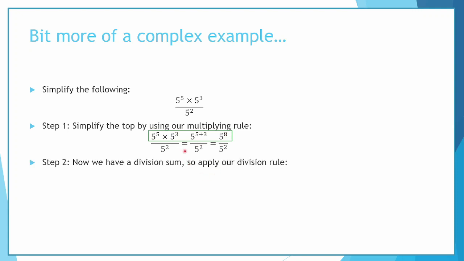Now we're left with the division. So we've got 5 to the power of 8 over 5 to the power of 2. So now we can use our division rule, which means we subtract the powers. So 5 to the power of 8 divided by 5 to the power of 2 becomes 5 to the power of 8 minus 2, which is 5 to the power of 6. And that is our final answer. That's this entire equation simplified down.